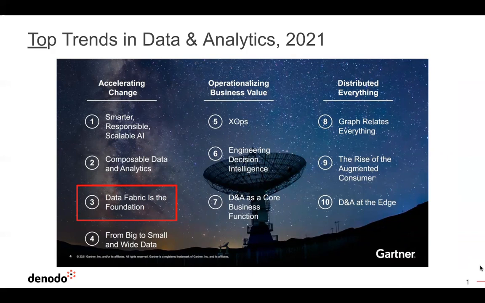They introduced this concept called data fabric in 2019, but recently they elevated it to number three in their conference. And they've mentioned that the data fabric is the foundation for accelerating change within a business. So in a couple of years, Gartner has mentioned that if organizations adopt data fabric, they will be able to reduce the data delivery time by 30%.